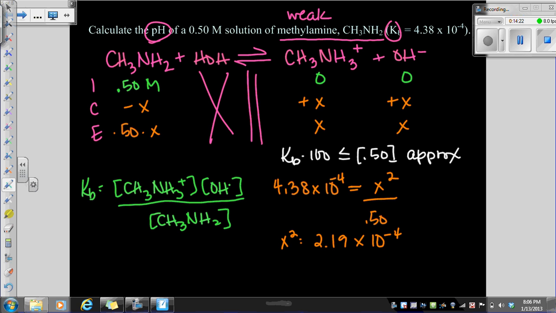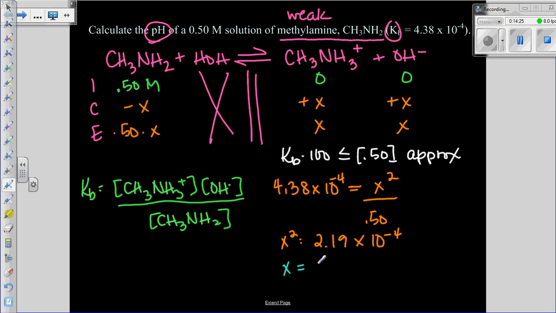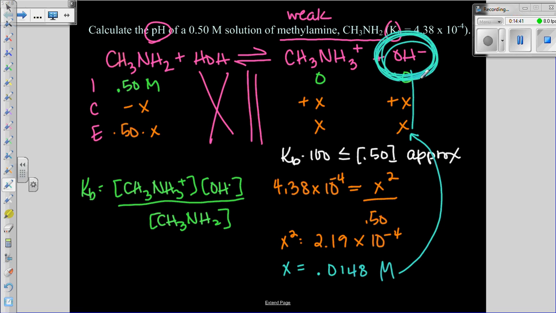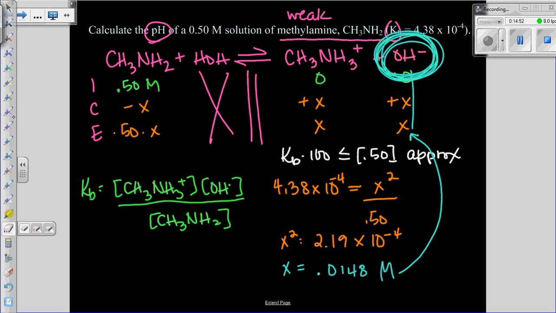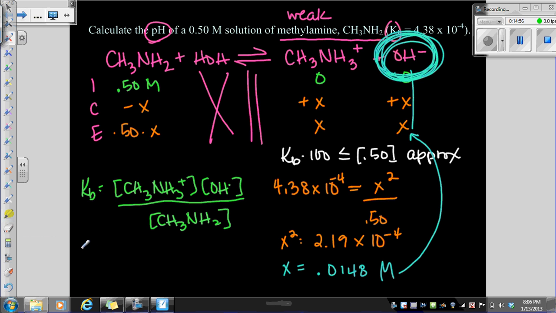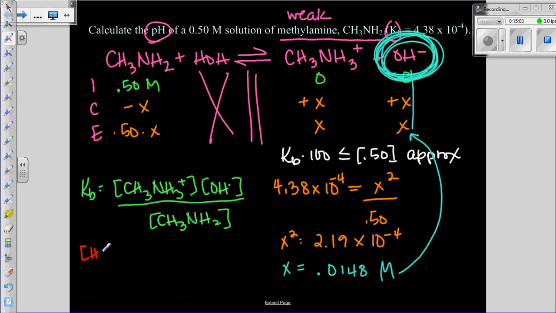I'm going to take the square root of both sides, and I will get an x that is equal to 0.0148 molar. If I look up here, that's my x, but I have to pay attention to the fact that this is hydroxide. So when I go to calculate pH, I can't just do negative log of this. So I'm going to do this differently because I told you I was going to. So I'm going to use Kw. The hydrogen ion concentration of this solution is equal to 1 times 10 to the negative 14th, which is Kw, divided by my hydroxide ion concentration, 0.0148.